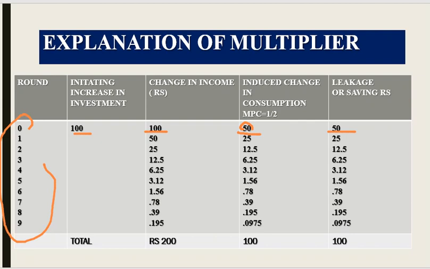With an MPC of 50%, or 1 by 2, 25 rupees will be spent and 25 rupees will be saved. The consumption of one person becomes the income of another person, so it will become 25. Again, 12.5 will be spent on consumption and 12.5 will be saved. In the similar manner, 6.25 will be the income, from which 50% will be consumed and 50% will be saved. So this 100 will generate an income of 200 because MPC is equal to 1 by 2.